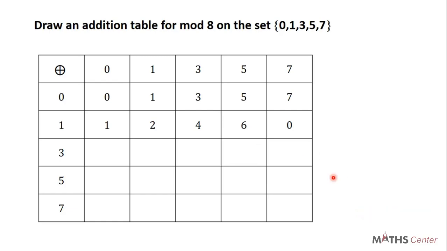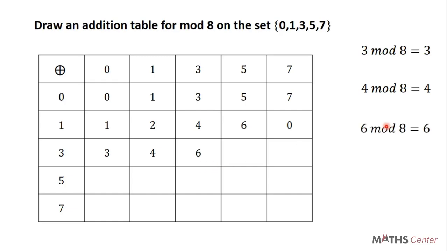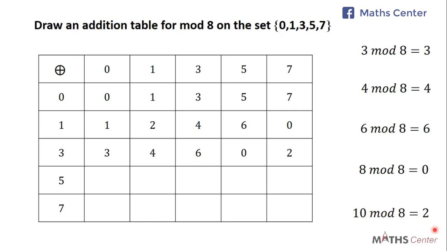Let's move on to the next row. 3 plus 0 is 3. 3 in mode 8 is 3. 3 plus 1 is 4. 4 in mode 8 is 4. 3 plus 3 is 6. 6 in mode 8 is 6. 3 plus 5 is 8. 8 in mode 8 is 0. 3 plus 7 is 10. 10 in mode 8 is 2.